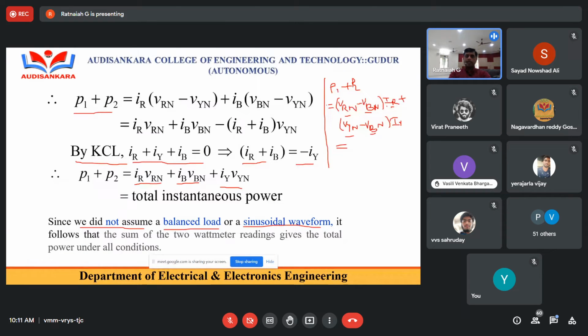So by multiplying this one, VRN into IR minus VBN into IR plus VBN into IY minus VBN into IY. So when I take the common term, what is the common term here? Then based on that, I have to follow this KCL rule, IR plus IY plus IB is equal to 0. Then we have to substitute over here. Finally, you can get the instantaneous power like this. Or else, if it is difficult to find the wattmeter reading using these relationships, then we go for the next method. That is the easiest method.